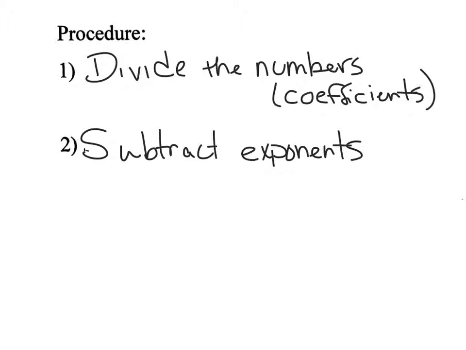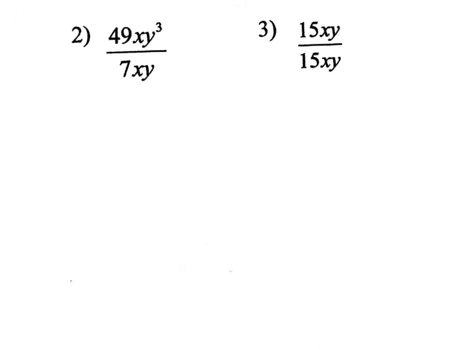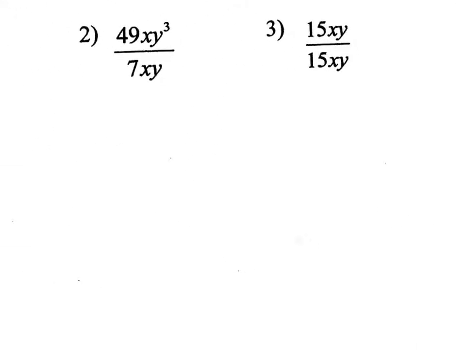Alright, so going on to the next two examples. If you would take a second, pause it right here, try these out, and then I'll go through the answers. So when we do this, we divide 49 by 7, that's 7. X divided by x, remember in the first example, we had an x over an x, they just canceled each other out, or they reduced to a 1. And then y cubed divided by y to the first would leave us with y squared.